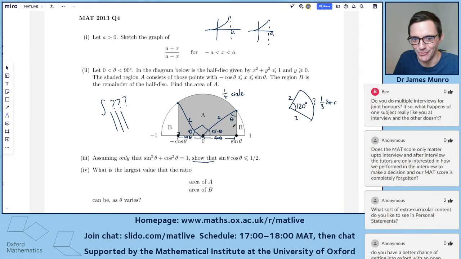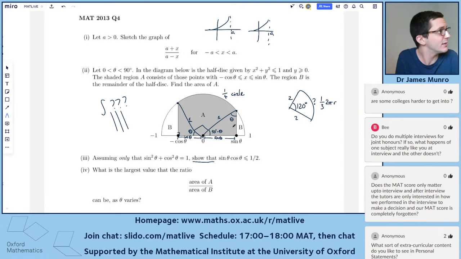Are some colleges harder to get into, is a question I like, because the main bit of my job when I'm not doing this is to make sure that the answer to this question is no. I do lots of stuff during the admissions process. I'm not based in any of the colleges. I work between all of the colleges to make sure that we're being fair between all the colleges and comparing applicants between different colleges. So a big part of my job is to make sure that the answer to that question is no.